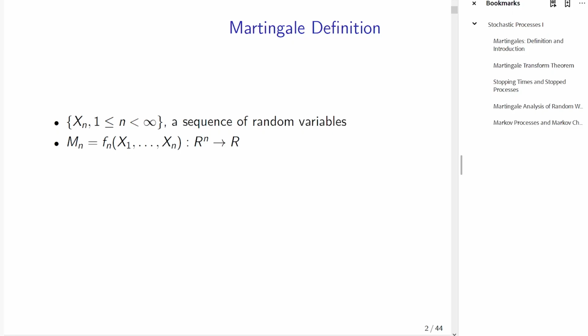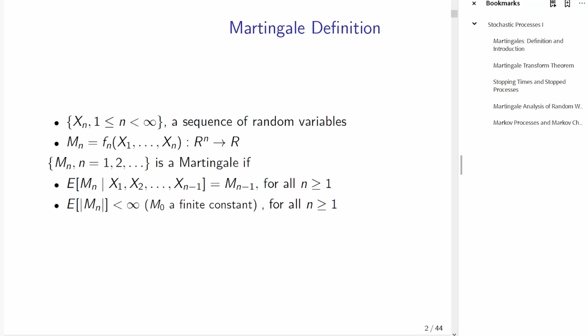Just as a reminder, if we have a stochastic process X_n, which is just a sequence of random variables, generally the index n corresponds to time, then we can consider another derived process, capital M sub n, which is a function of the first n values of the stochastic process X. And we say that this derived process is a martingale if the expected value into the future from time n minus 1 is simply equal to the time n minus 1 value.